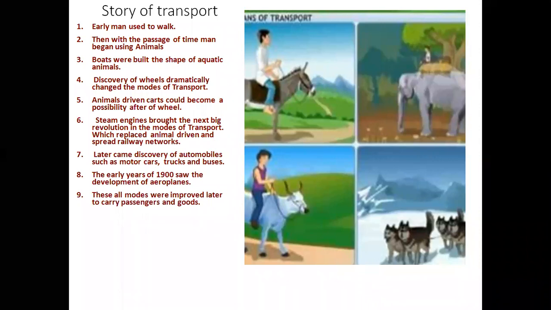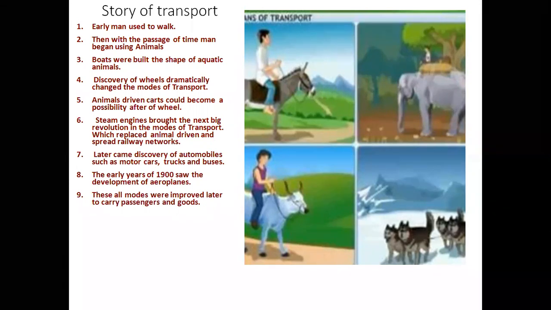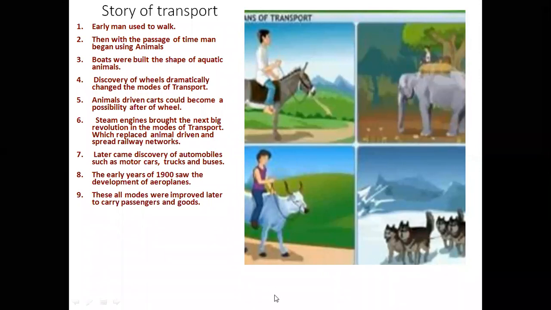Motion and measurement is all about the length, measurement, we can say. So earlier, there were different means of transport. Like earlier, the man used to walk. Then they started to use the animals. Then boats were built. Then the discovery of wheels changed the mode of transport completely. Then carts were used, which were driven by the animals. Then steam engines. Then automobiles. Then in 1900s, we saw the development of aeroplanes. So these all modes were improved later to carry passengers and goods.